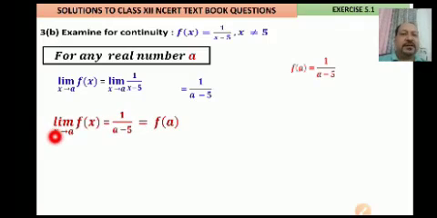Limit x goes to a of f of x equal to 1 upon a minus 5, which is equal to the functional value at the point a, and this is the main condition. The limit of a function should always be equal to the functional value of the function.